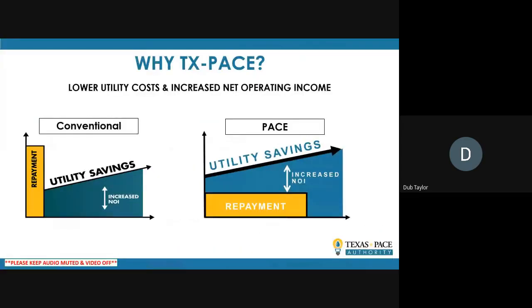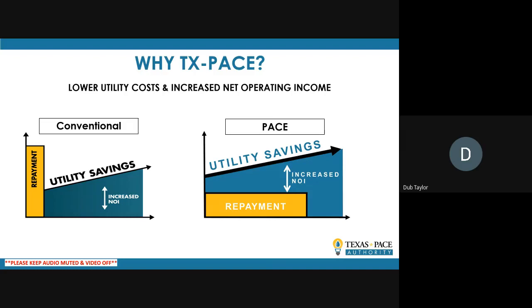And so why is this model important? Well, if you look at why many projects don't move forward, it's because the owners don't have the budgets or sufficient budget available to invest and make these improvements in their properties. So they wind up maybe going to a lender for an equipment loan.